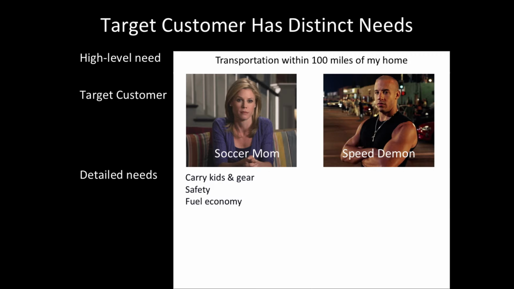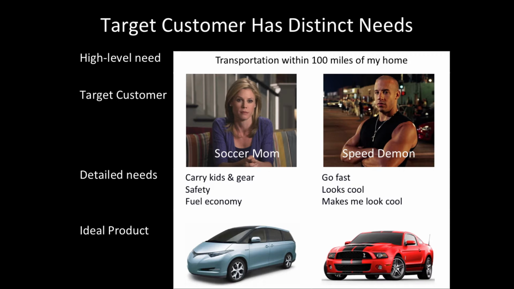If we talk to the speed demon, we're not going to hear any of that stuff. We're going to hear, hey, how fast does the car go? Does it look cool? And more importantly, does it make me look cool when I'm driving it, right? And as a result, you end up with very different products. And I like to talk about the car industry because transportation is a need that a lot of people have. Think of all the different flavors and shapes of cars that are out there, right? They've gotten really clear on the target market and their use cases and needs.